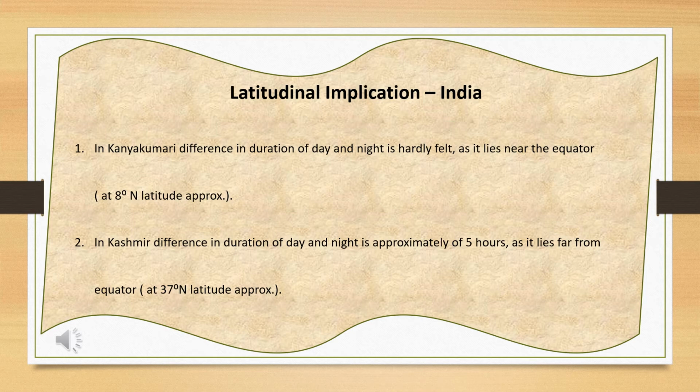Now in India, the same can be observed. How? For example, Kanyakumari, which lies near the equator, approximately at 8-degree north latitude, hardly experiences any difference in duration of day and night. Whereas in Kashmir, the difference in duration of day and night is approximately 5 hours. It lies far away from the equator, approximately at 37-degree north latitude.